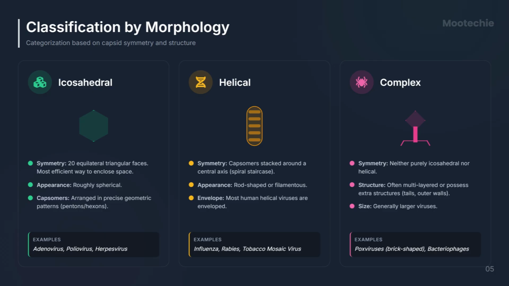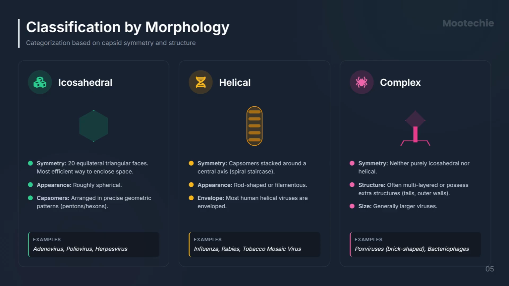Helical viruses have their capsomeres stacked in a spiral around a central axis, like a spiral staircase. This gives them a rod-shaped or filamentous appearance. An important note, most human-infecting helical viruses are also enveloped, meaning they have a lipid membrane stolen from the host cell. Examples are influenza, rabies, and the classic plant virus, tobacco mosaic virus.